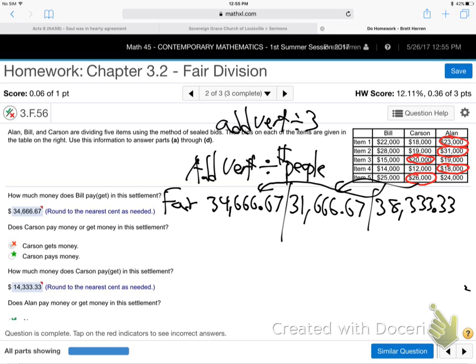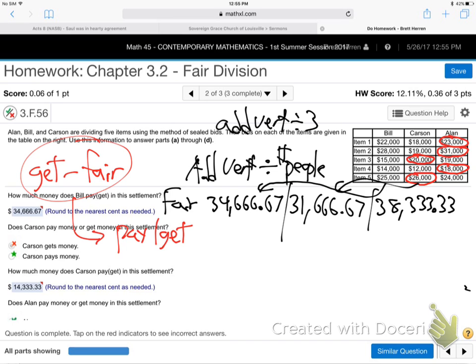So now, next comes the pay or get. And how do we do the pay or get? What they got minus fair. Isn't that the way we did it? Yes. What they got minus fair. Yeah, that's what we did. What they got minus fair.